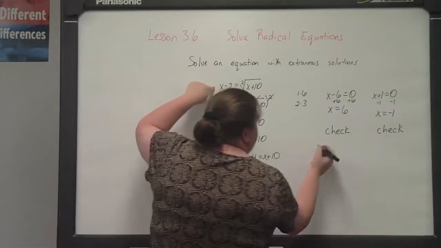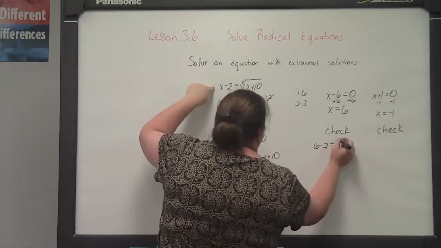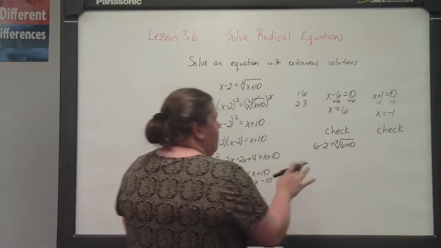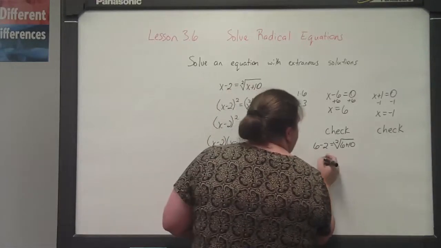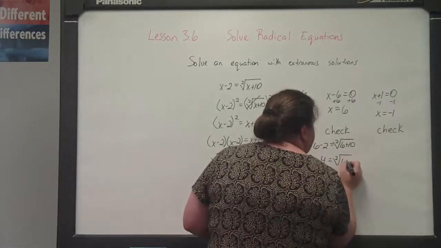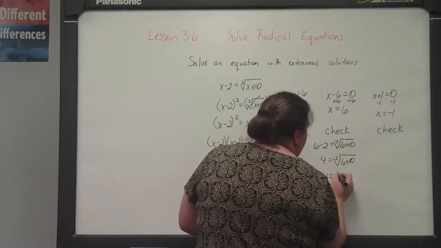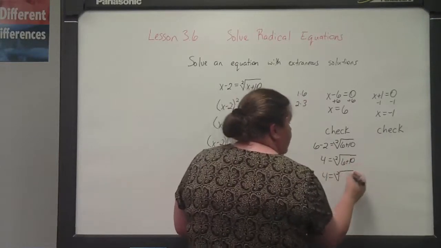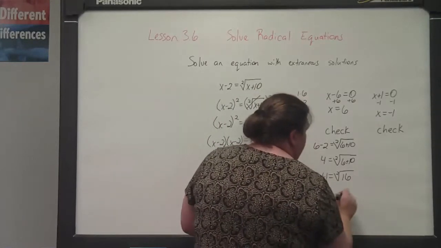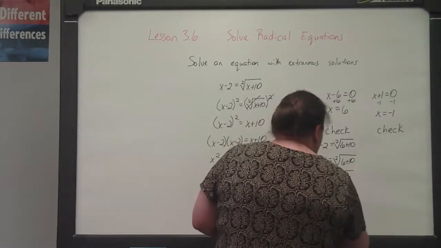The first one is 6 minus 2 is equal to the square root of 6 plus 10. So I have 6 minus 2, which gives me 4, equals the square root of 6 plus 10. 4 equals the square root of 6 plus 10 gives me 16. And so the square root of 16 does give me 4. And so that is a true statement.